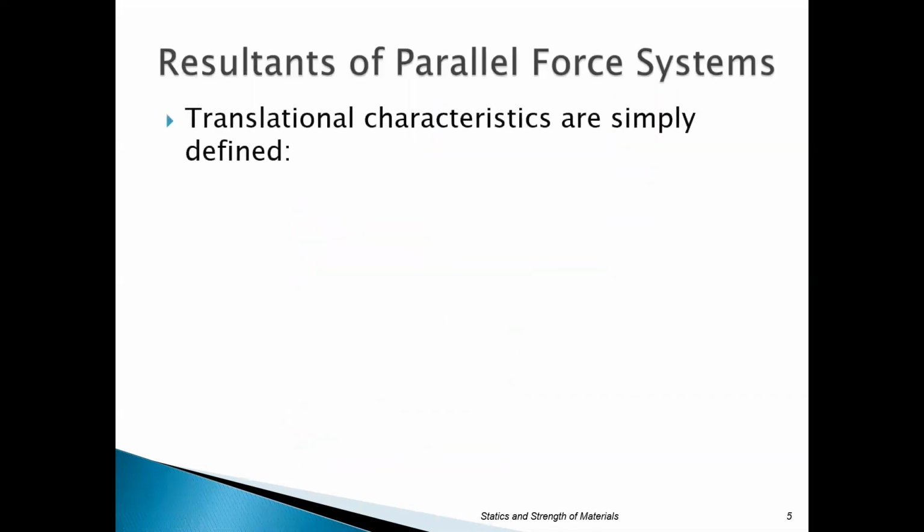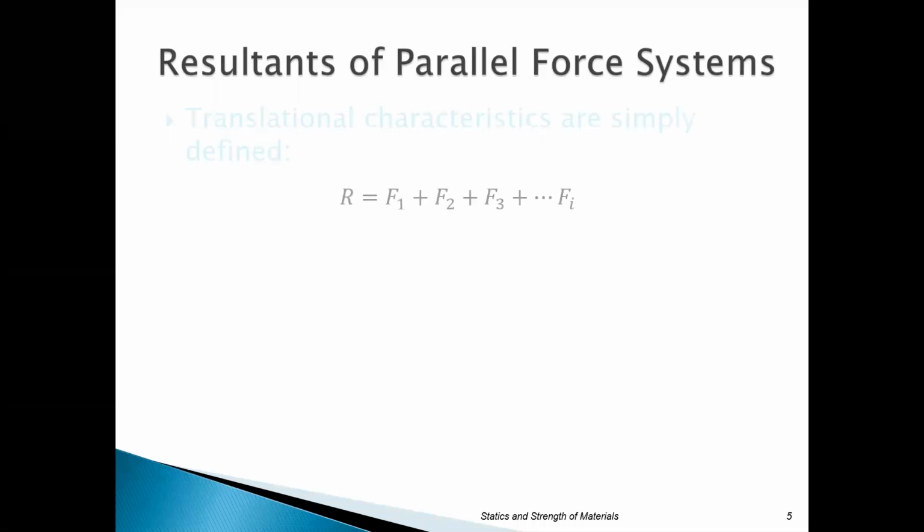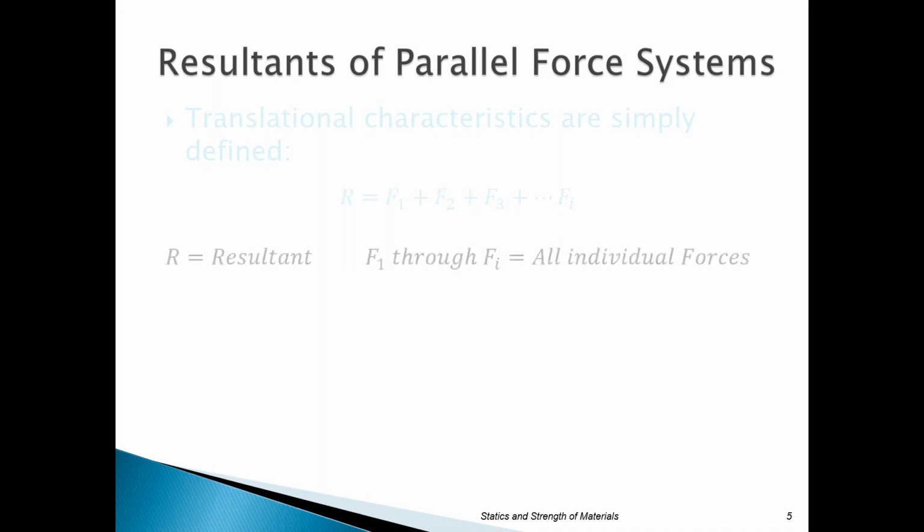So to satisfy translational is really simple. It's just simply defined as the sum of the forces. So force 1 plus 2 plus 3 up to the ith force. However many forces you have, you just sum them. But you do have to recognize the fact that forces going up and forces going down would have different signs, so you have to apply an algebraic sign to it. Okay? So the resultant is just summing them.